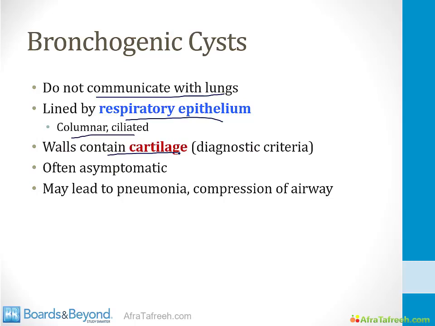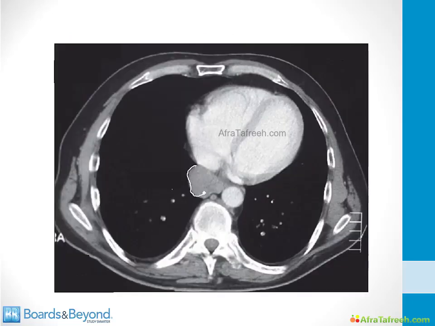The walls contain cartilage. That's one of the diagnostic criteria if a bronchogenic cyst is removed surgically. They're usually asymptomatic. Radiologists find these all the time when someone has a chest scan for another reason, but in rare cases, they can become infected and lead to pneumonia, or if they're really large, they can compress the airway. Here's a picture of one right here. You can see it's in the center of the chest, beside the lungs, right behind the heart. That's right where you would expect it to be because it grows off of the esophagus.